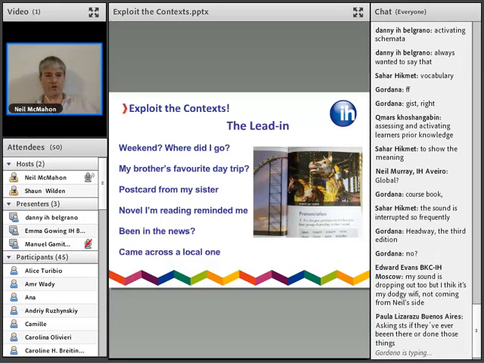And that talks you through those if you want to go into more detail. What I'm going to do is go through each of those stages and look at how to exploit the context through each stage of the lesson. And what better way of doing that than to give you an example?